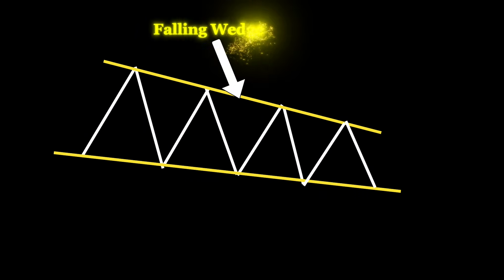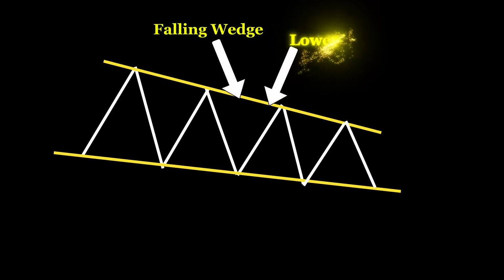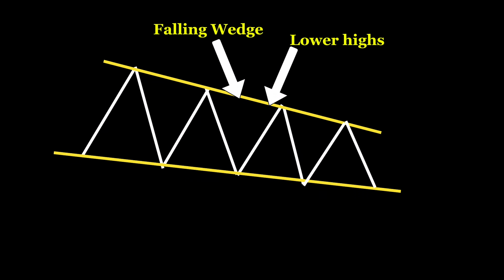Now let's look at the falling wedge. The upper boundary is made up of lower highs, forming a descending resistance line. The lower boundary is built from lower lows, creating a descending support line. Just like the rising wedge, both trend lines converge, but this time they slope downward. This structure also forms in both bullish and bearish environments.